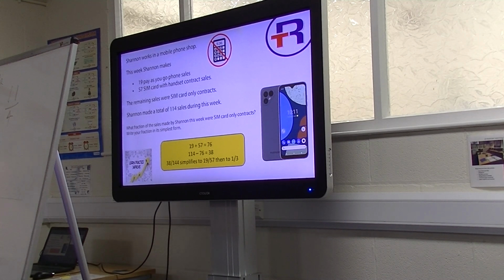Okay? So we've got an improper fraction. It's improper because the top is bigger than the bottom. And we've got a mixed number. That's a mixed number. It's a mixture of a whole number and a fraction. Okay? What we need to be able to do, what we need to learn how to do, is how to change one to the other. Okay?